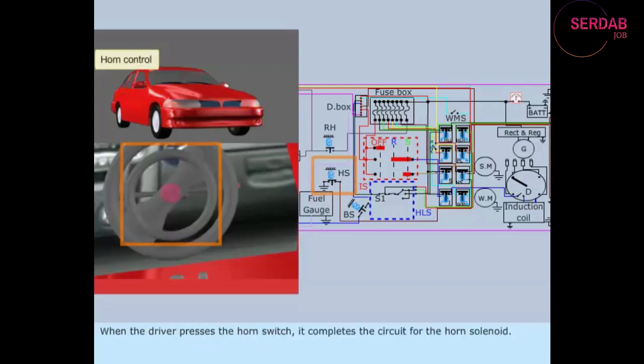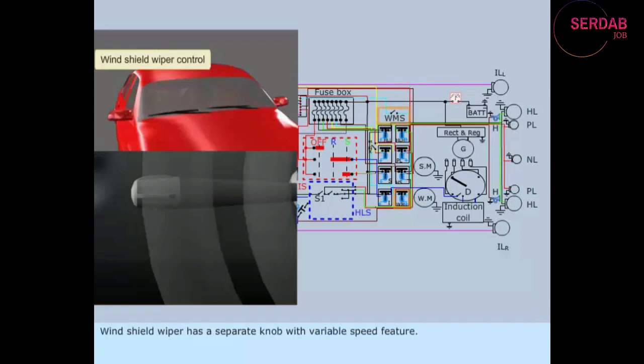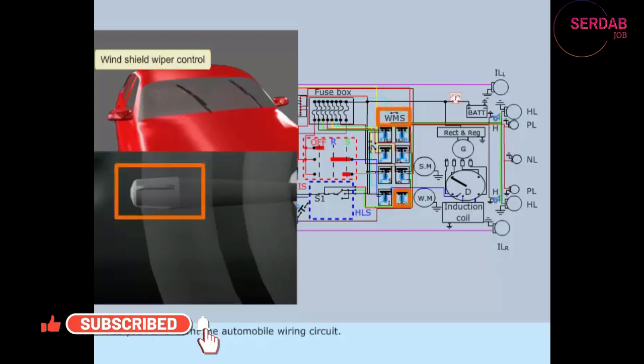When the driver presses the horn switch, it completes the circuit for the horn solenoid. Hence, the horn starts blowing. Windshield wiper has a separate knob with variable speed feature. Here, we assume for a single speed on-off switch. The driver can switch on the wiper motor by the knob shown. This switch energizes the coil of the solenoid. Thus, the wiper motor runs. Check the wiper for proper functioning. Thus, you have learned the automobile wiring circuit.